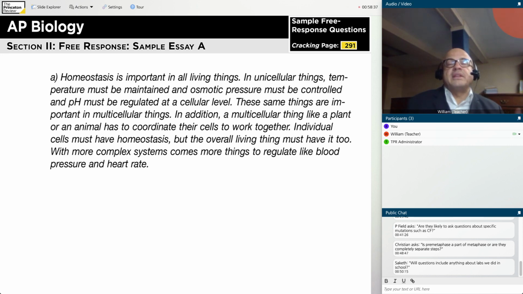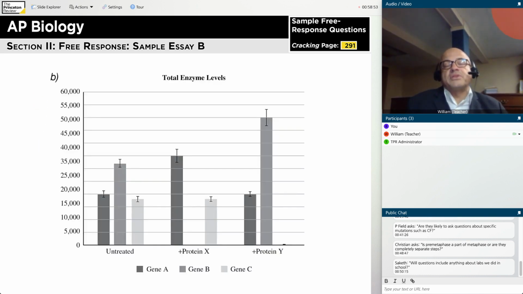Again, you need to think through. Here's an example of a part of a question where they just basically mention homeostasis and ask you to explain it. You would describe it, and you would get the point or two associated with that.